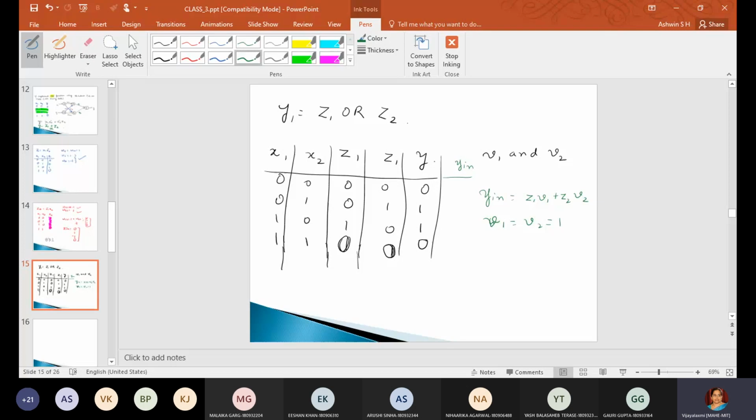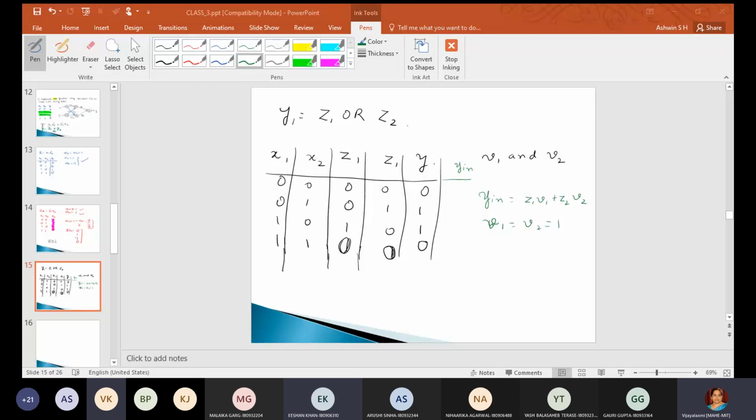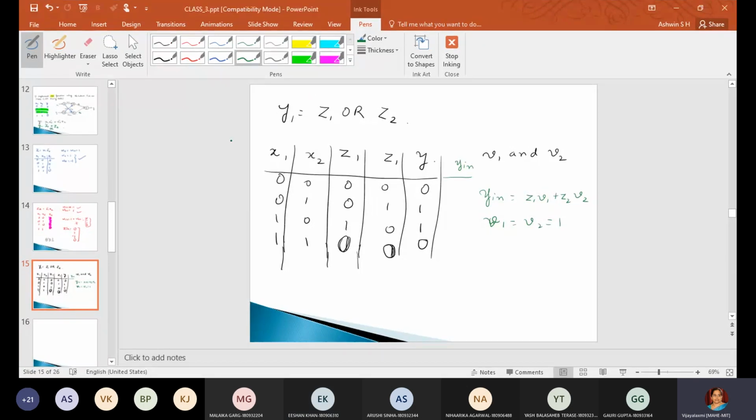I hope you are following what I am doing, right? Yes, ma'am. Okay, fine. Now if you calculate y in, you will get, because of the input combinations, I think it is 0 1 1 0, right? Yes, ma'am. So with this, what we can conclude is we can set a threshold value theta, obviously it should be equal to or greater than 1. So v1 is equal to v2 is equal to 1.